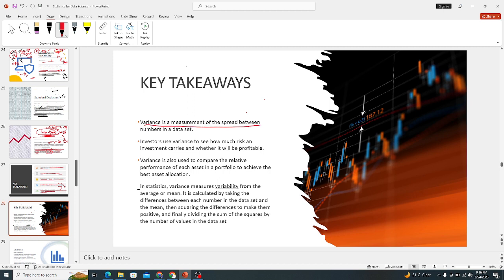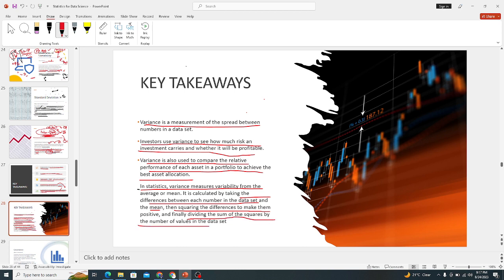Variance is a measurement of spread between numbers in a data set. Investors use variance to see how much risk an investment carries, whether it will be profitable or not. Variance is also used to compare the relative performance of each asset in a portfolio to achieve the best asset allocation. In statistics, variance measures variability from the average mean. It is calculated by taking the difference between each number in the dataset and the mean, then squaring the differences to make them positive, and finally dividing the sum of the squares by the number of values in the dataset.